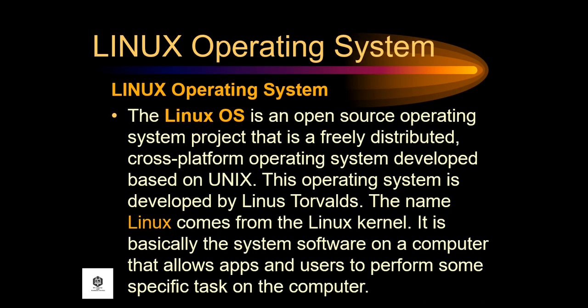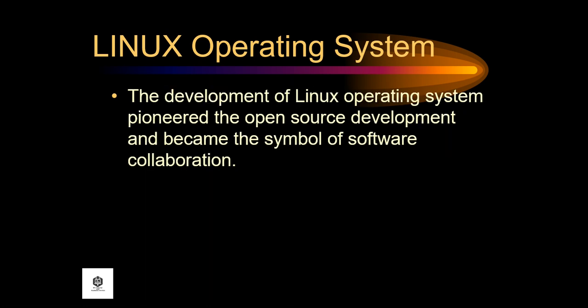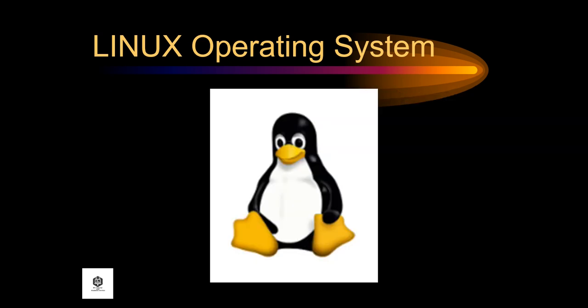The Linux OS is an open-source operating system project that is a freely distributed cross-platform operating system developed based on Unix. This operating system is developed by Linus Torvalds. The name Linux comes from the Linux kernel. It is basically the system software on a computer that allows apps and users to perform some specific task on their computer. The development of Linux operating system pioneered the open source development and became the symbol of software collaboration. So this is the example logo of Linux operating system.